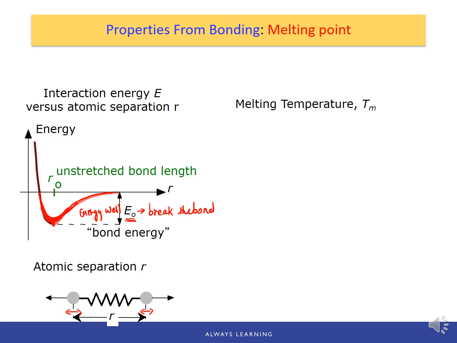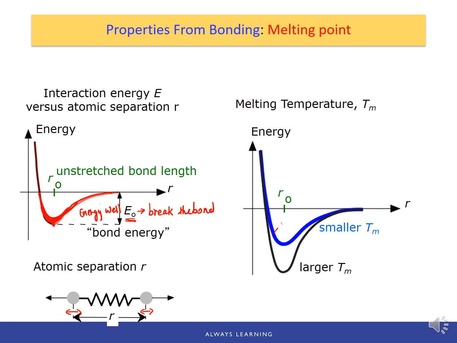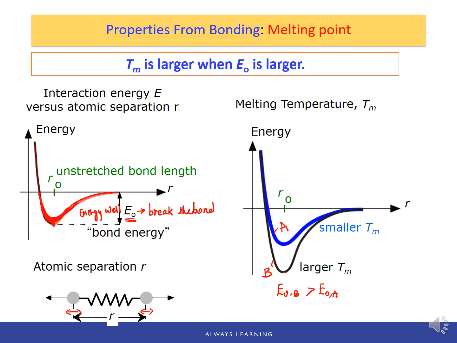Now if we are given the energy curves of two materials, this is material A and this is material B. Apparently, material B has a deeper energy well, which means E0B is bigger than E0A. So material B requires more energy to break the bond, to melt the material, so it has a larger melting point. So we can say the melting point is larger when E0 is larger.